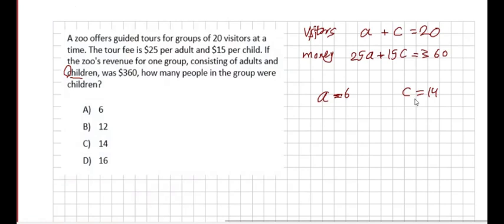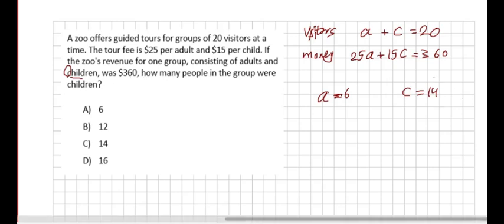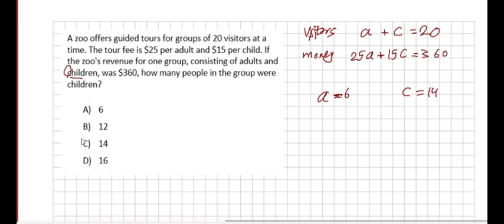Here, as you can see, A is the number of adults and C is the number of children. The question asks about the number of children. The question says how many people in the group were children. So we are focusing on C. So the number of children here is 14, letter C. And if the question asks about the number of adults, they are 6. If you want to make sure that your answer is correct, you can easily substitute A and C. The group is 20, if you add 6 and 14, you get 20.